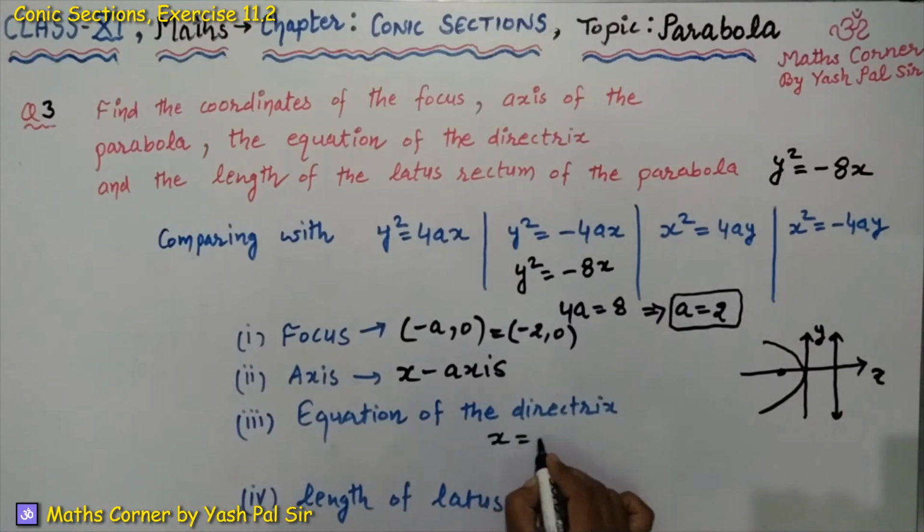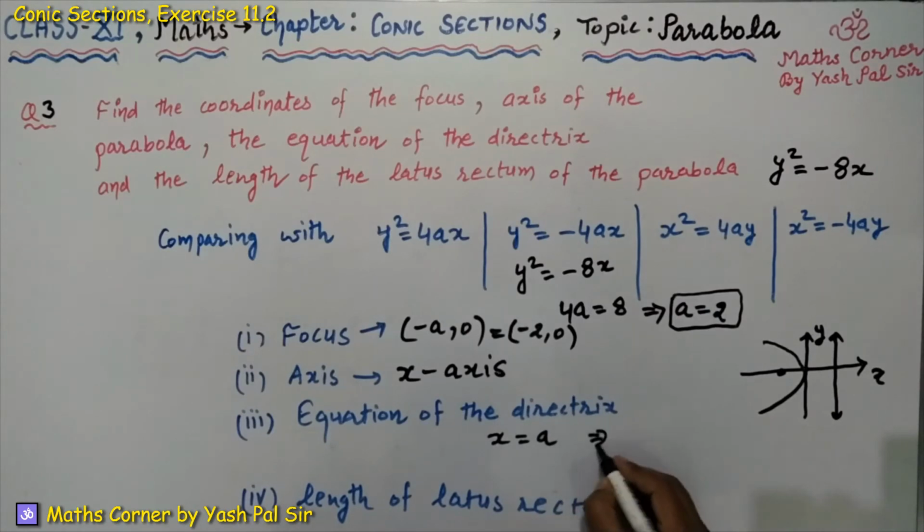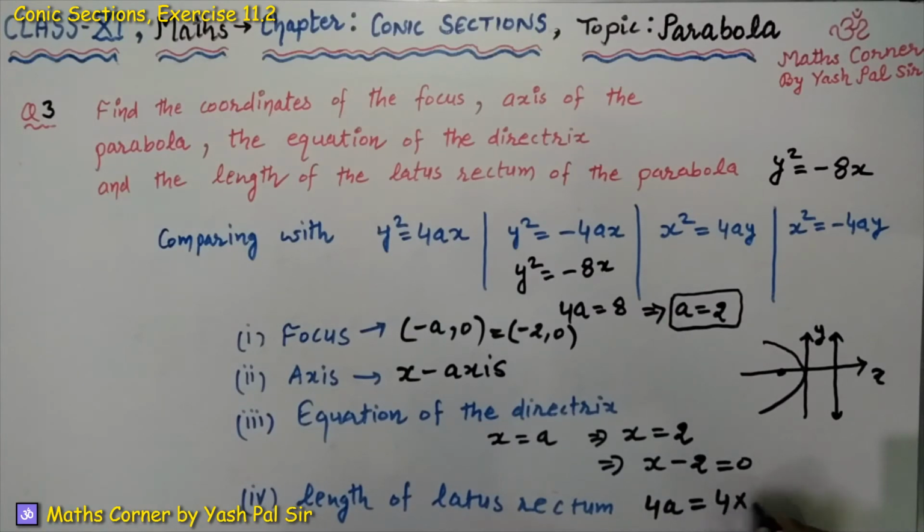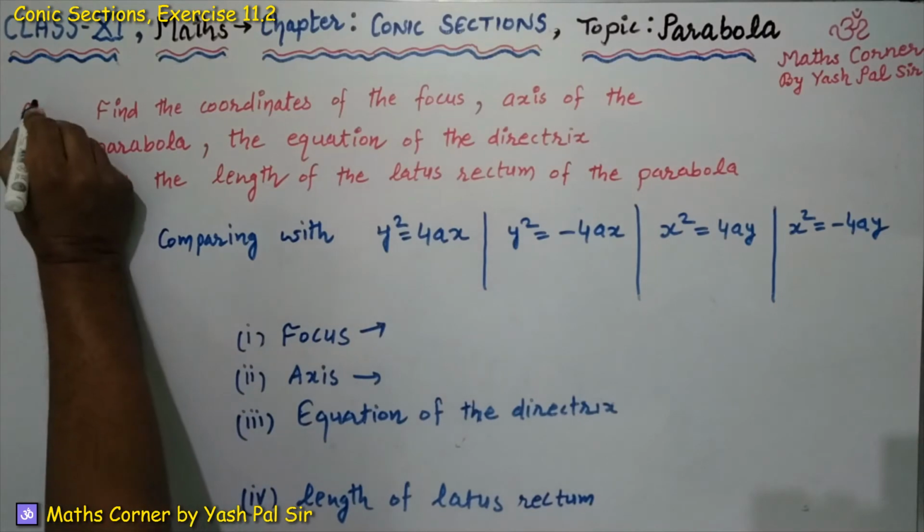Equation of the directrix, to the right side. This is x is equal to a. So this gives us x is equal to a, that is 2. That is, x minus 2 equal to 0 is the equation of the directrix. Lastly, length of latus rectum. We have already explained that 4a is the length of latus rectum. So this becomes 4 into 2 equal to 8 unit, the length of latus rectum.